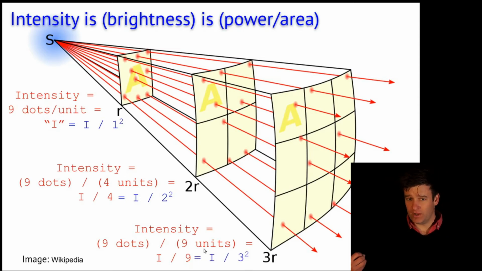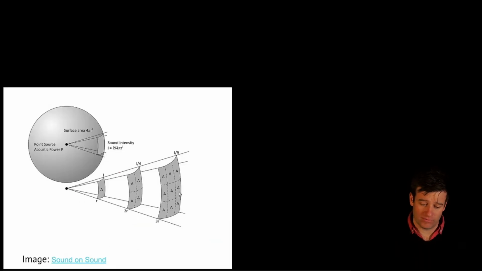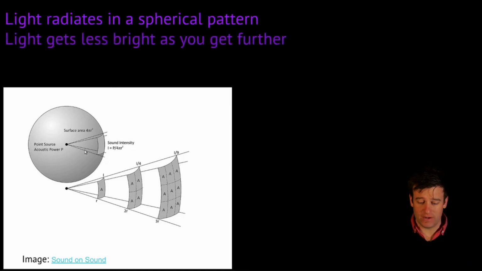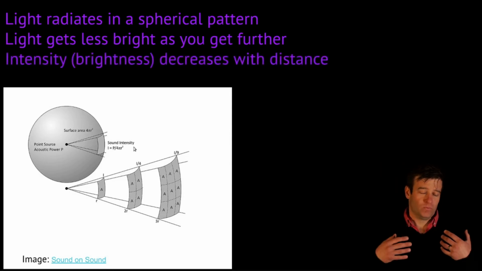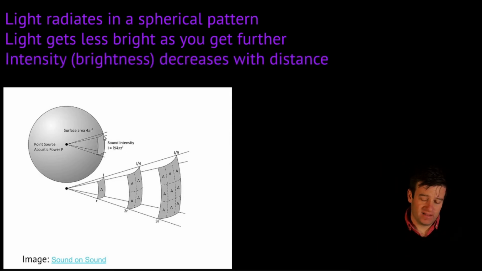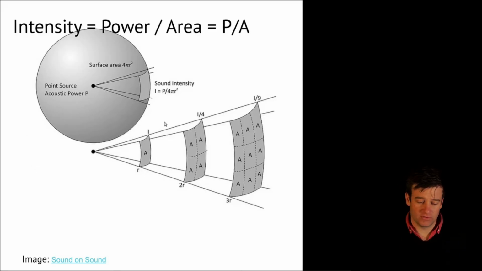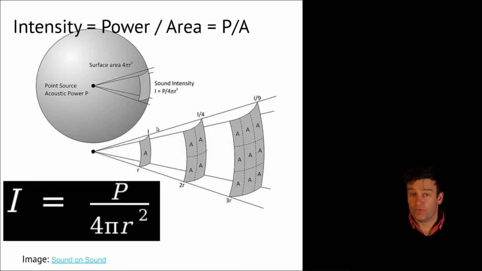So as you step away from a source, the intensity of the light it's producing decreases according to the square of your distance away from it. And mathematically, this happens because light is radiating in a spherical pattern, and the area of a sphere is 4/3 pi r squared. What it means practically is that things get less bright as you get further away, or that intensity decreases with r squared. The formula looks like this.